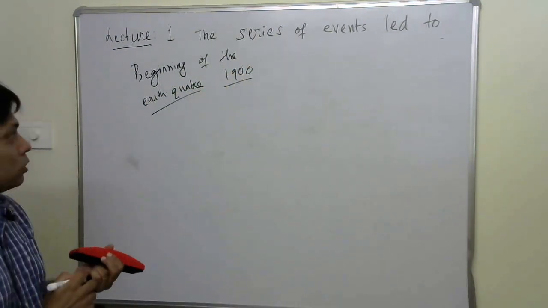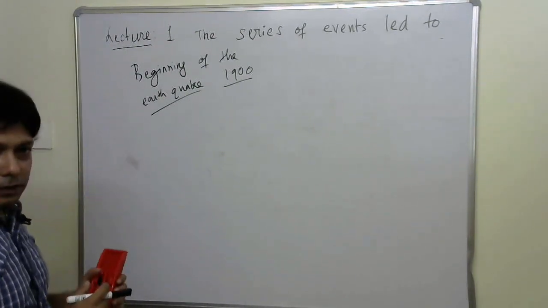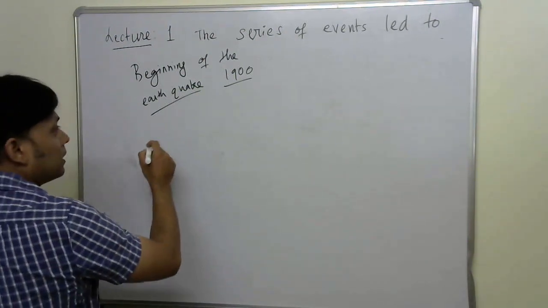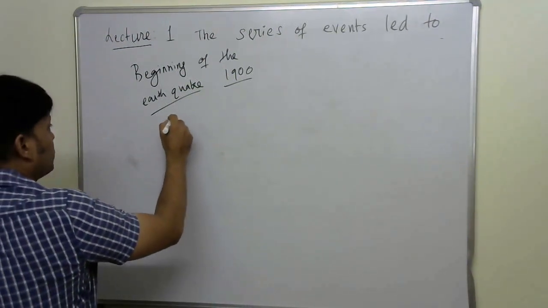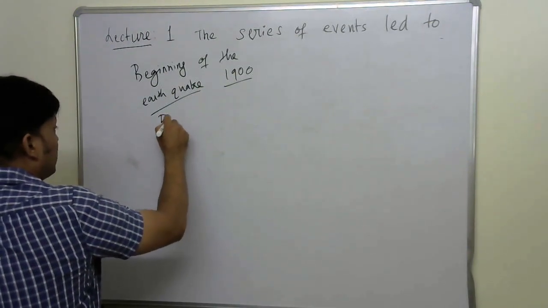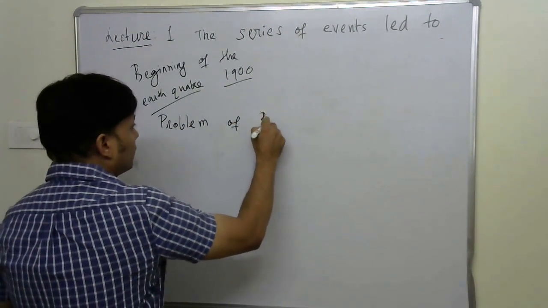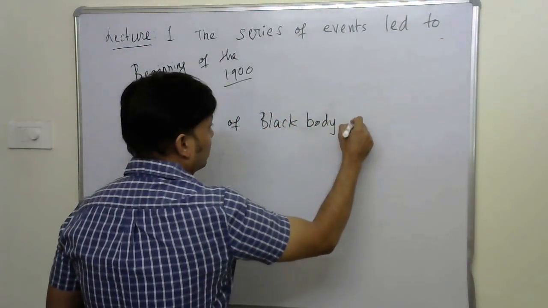Now, in order to understand what happened in 1900, we have to get back to one of the classical problems, or one of the old problems of physics, and that is called the problem of black body radiation.